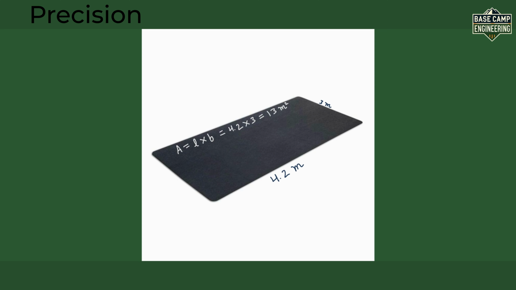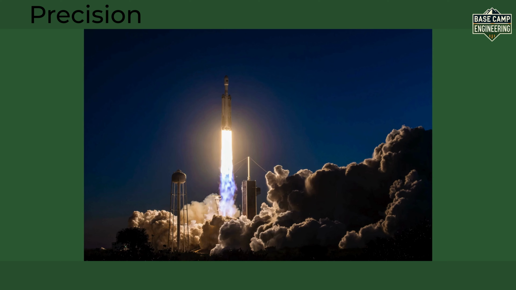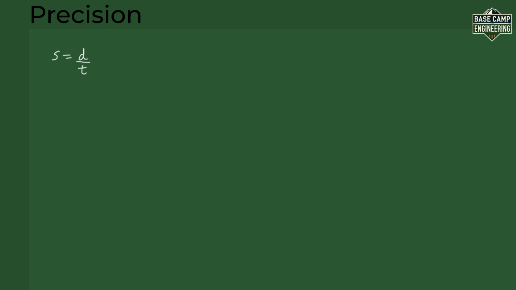Let's try another example with a rocket's speed. The rocket travels 123.456 meters in 5.2 seconds. Speed is equal to distance divided by time, which is equal to 23.74153846 meters per second. That's a lot of digits.